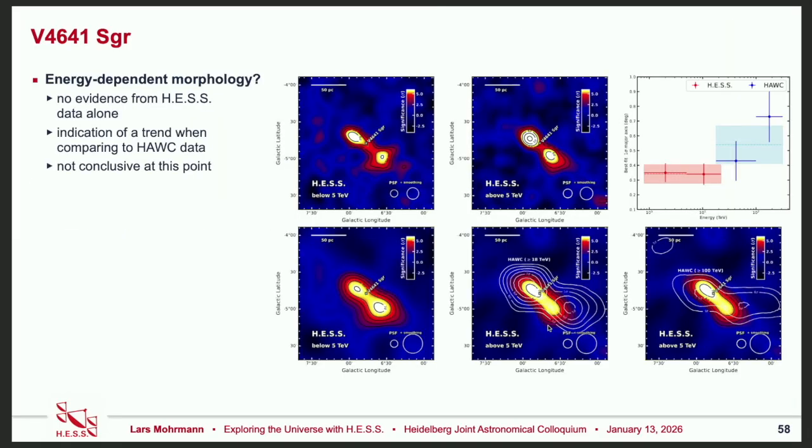We tried to look again for energy-dependent morphology like we did for SS433 earlier, which we don't really see if we just look at H.E.S.S. data alone. This is lower energies, this is higher energies, and it looks the same. If you start to compare it also with the HAWC data, that's shown in the lower plots here, you see some differences here and here, but it's really not very conclusive at this point.